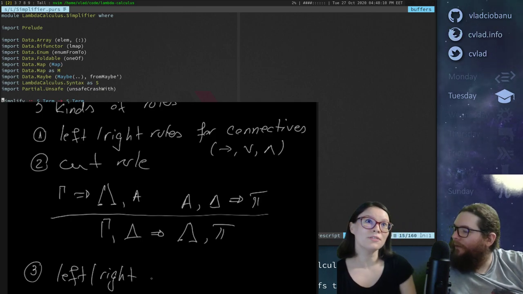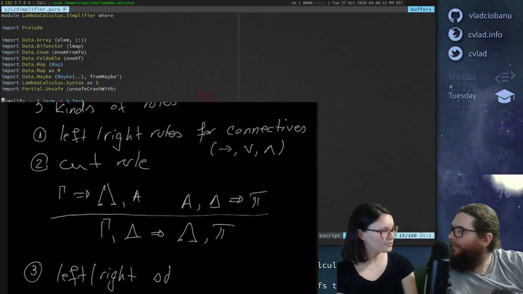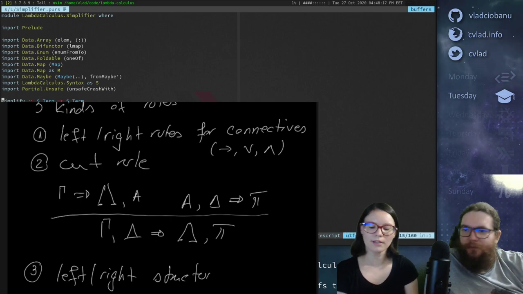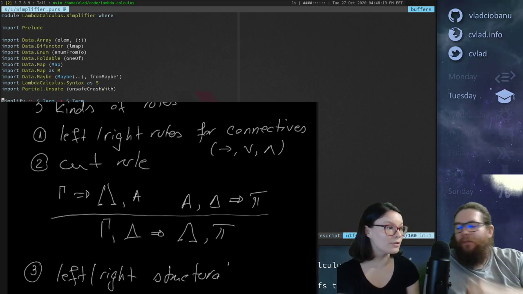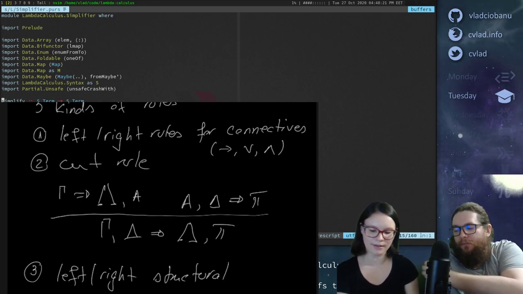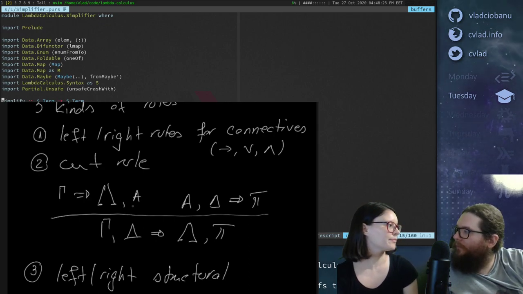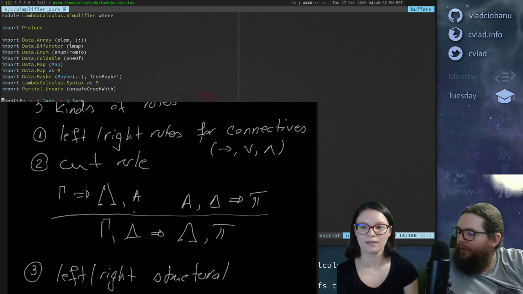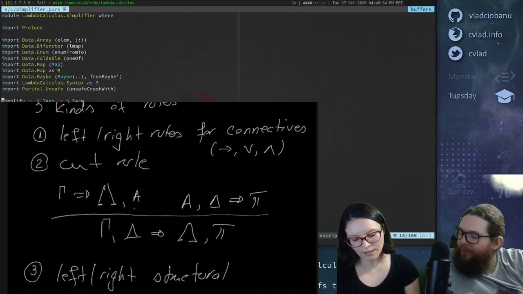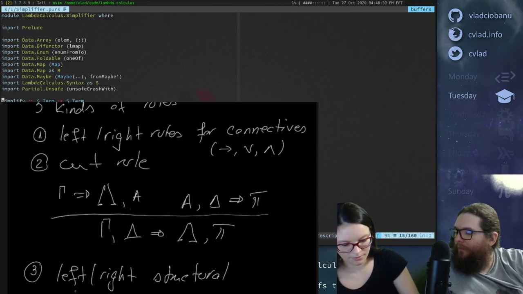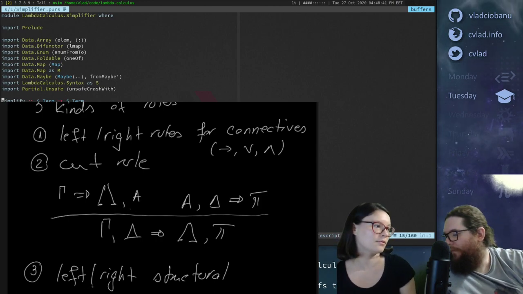There are different versions of the cut rule, but I think every time it is a single formula. That's the convention when I'm writing sequents. If I use capital Greek letters, then it's a set of formulas. When I use an uppercase Latin letter, it's a single formula. And then the third kind of rule are structural rules, and I will discuss those.